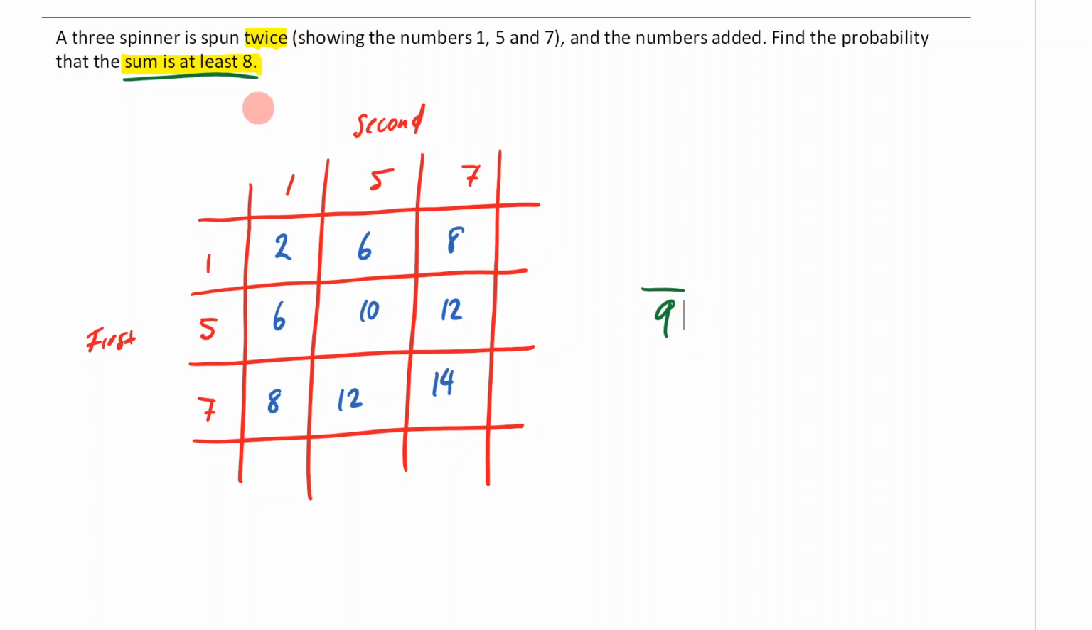And then we have to consider, all right, what does it mean when it says at least 8? The sum is at least 8. Does at least 8 include 8? It does, because it's at least 8. So 8 is included there. And then you'd have 10, 12, 12, and 14. You wouldn't include these because they're not at least 8.